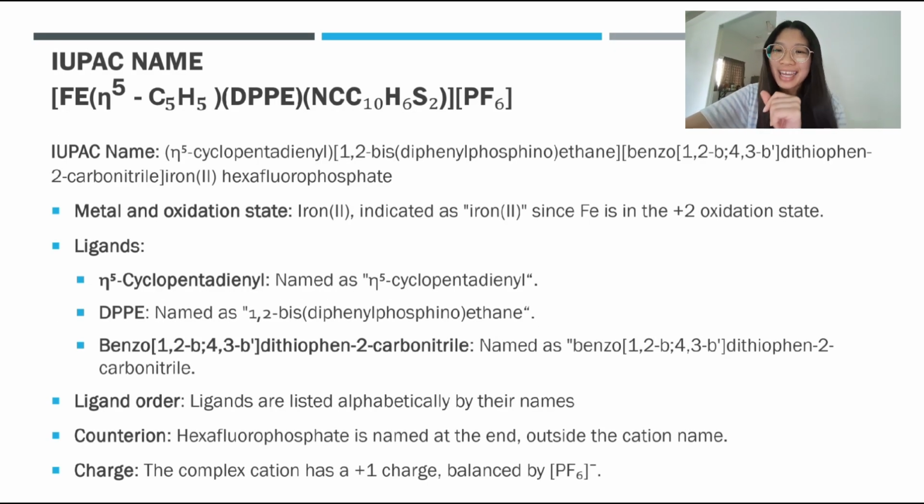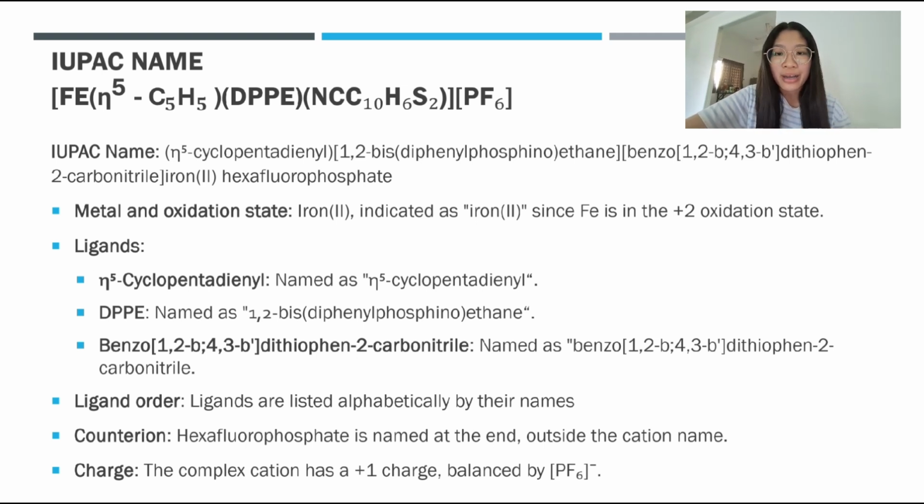Finally we get into the naming of the complex. The IUPAC name of this compound is η5-cyclopentadienyl[1,2-bis(diphenylphosphino)ethane](benzo[1,2-b:4,3-b']dithiophene-2-carbonitrile)iron(II) hexafluorophosphate. We name it iron(II) as the oxidation state is +2, and the 3 ligands we arrange alphabetically by their names, ignoring the prefixes, so we have C, then P, and then T for the 3 ligands.